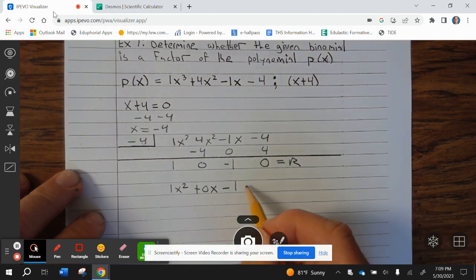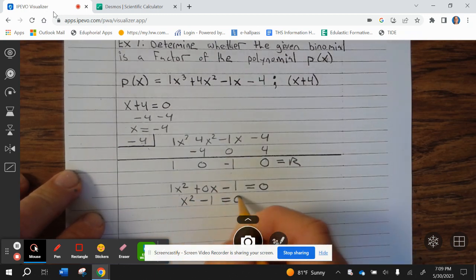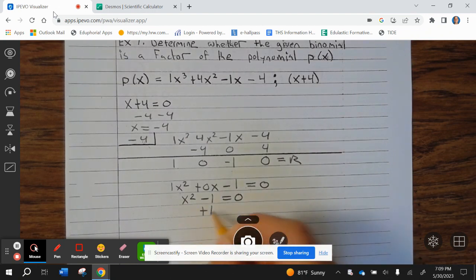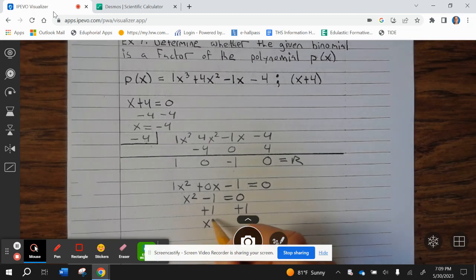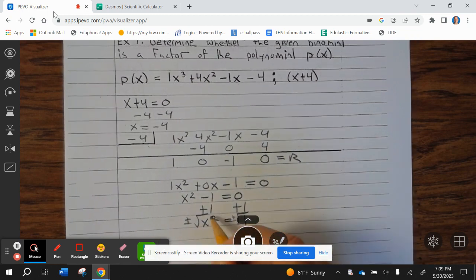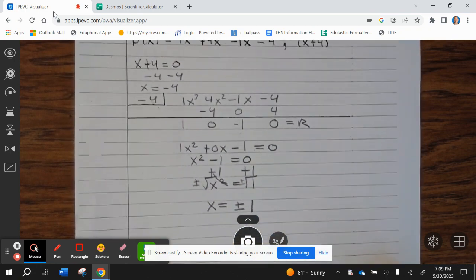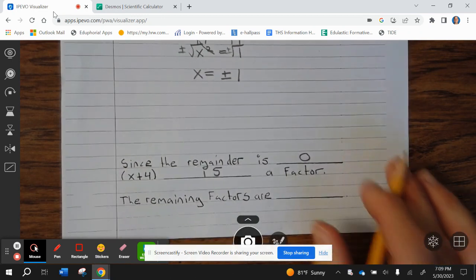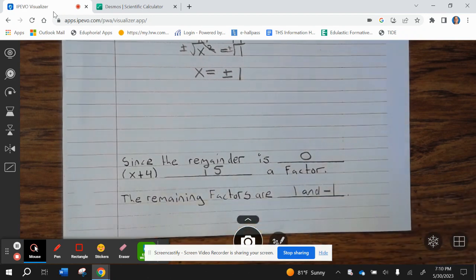Now, we're going to set it equal to 0. And this becomes x squared minus 1 equal to 0. Now we solve for x. So we add 1 to both sides. So x squared equals 1. Take the square root of both sides. Square root's plus or minus. So that cancels. You get x equals plus or minus 1. So the remaining factors are 1 and negative 1.